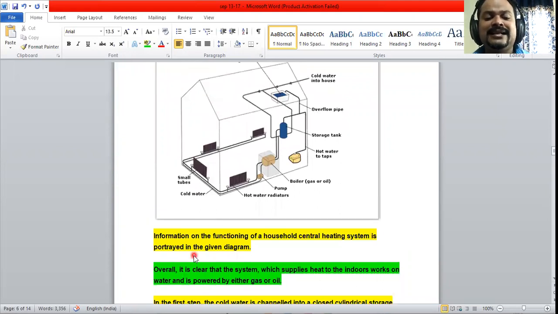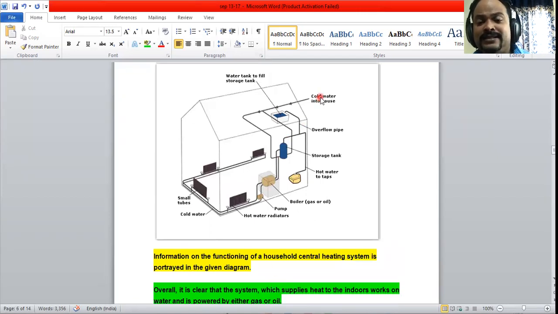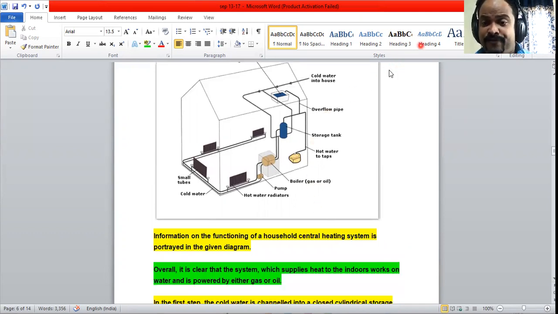Overall, it's clear that the system which supplies heat to the indoors works on water and is powered by either gas or oil. You can say the central heating system works on water. With the help of water it works, and this is powered by gas or oil, or fueled by, I can use the word fueled.